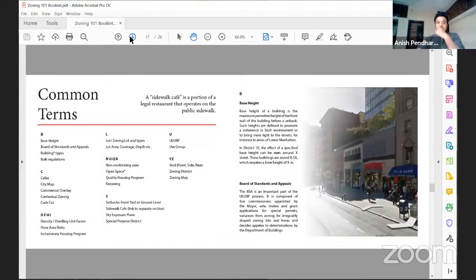Then in the last, there is a brief overview of the common terms which are used in the zoning and land use process. So these are alphabetically sorted terms. For example, base height. What are the building types defined by NYC zoning code? What are the bulk regulations? What is a city map? What is a commercial overlay? And stuff like that. What is rezoning? And what is a special purpose district? Or what are use groups? What is a zoning district?